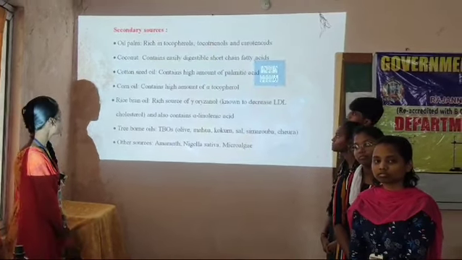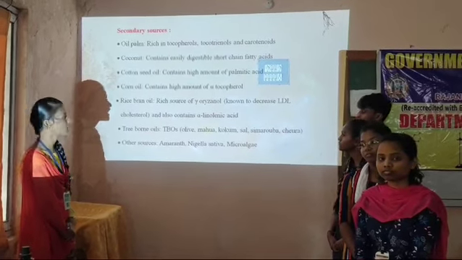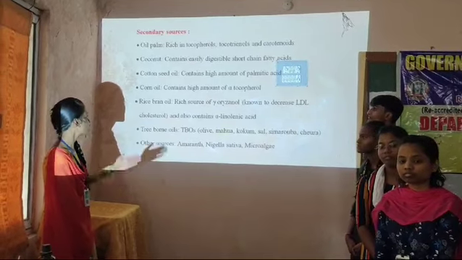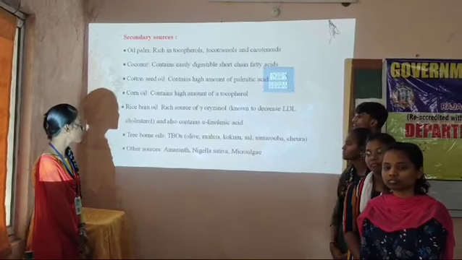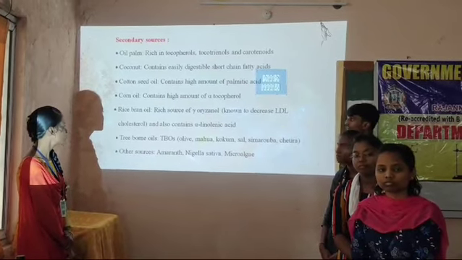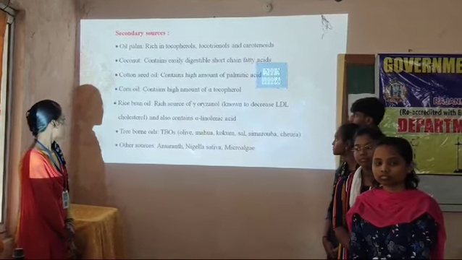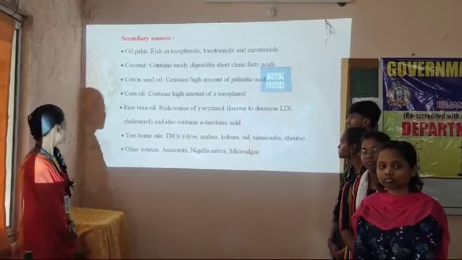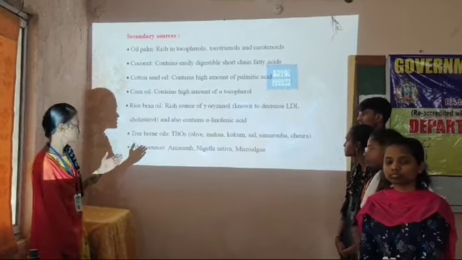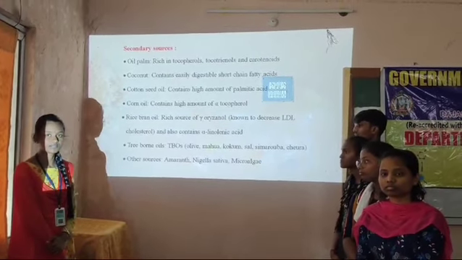Secondary sources: oil palm, rich in tocopherols, tocotrienols and carotenoids. Coconut contains easily digestible short chain fatty acids. Cottonseed oil contains a high amount of palmitic acid. Corn oil contains a high amount of alpha tocopherols. Rice bran oil is a rich source of gamma oryzanol and also contains alpha linolenic acid. Tree borne oils: olive, cocoa, sal. Other sources: amaranth, Nigella sativa, microalgae. Over to Akila.